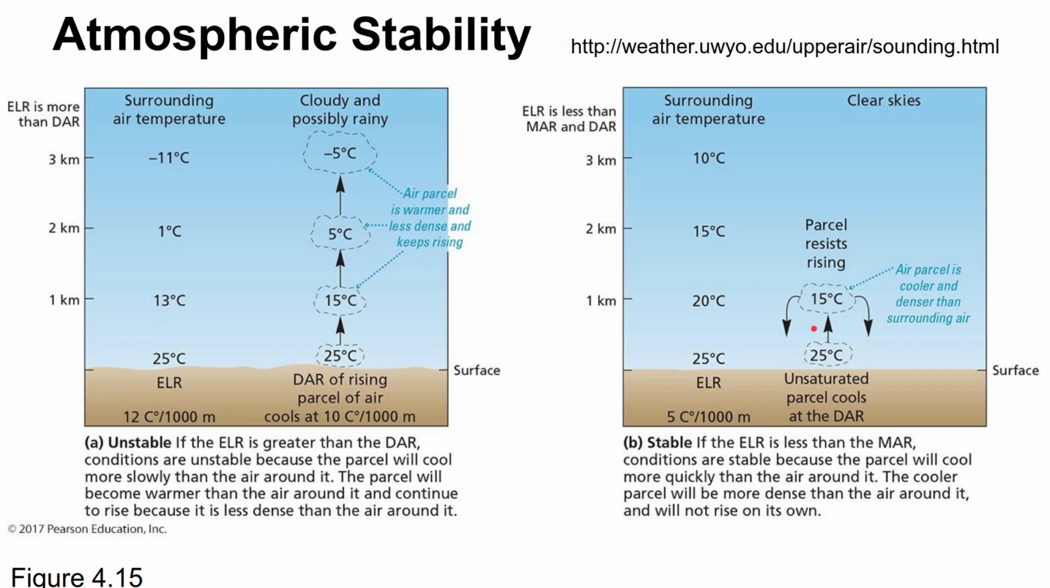It'll probably sink, actually. But even if that parcel was cooling at the moist rate, it would have cooled down by 6 degrees, down to 19. The air around it is 20, so the parcel would still be colder. The parcel would be stable. So if the ELR is less than 6, the atmosphere is stable no matter what. If the ELR is greater than 10, the atmosphere is unstable. The higher the number of the ELR, the more unstable the atmosphere is.